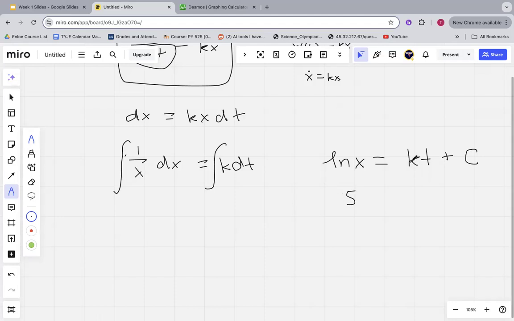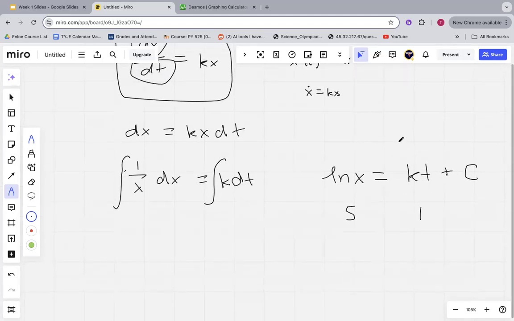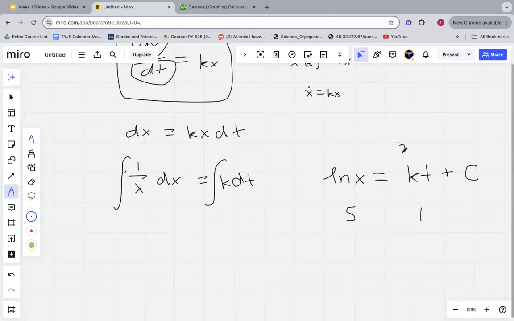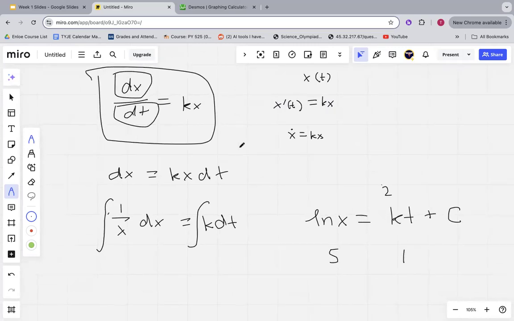That's like 1 second away. Like after 1 second, I'm 5 meters away from my house, right? If this k value is like 2, that's not true unless I choose the right value of c here. So for differential equations, this just says how my x value is changing over time. It doesn't say how my x value starts off, right?